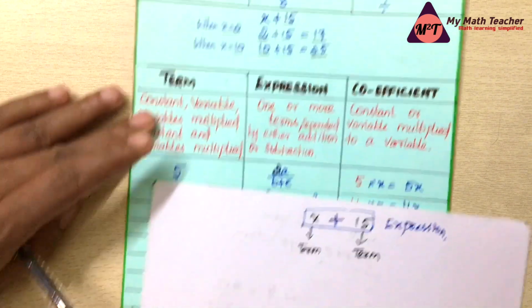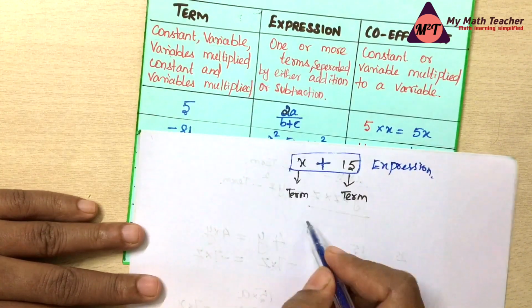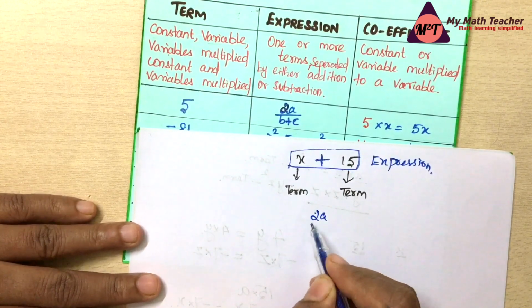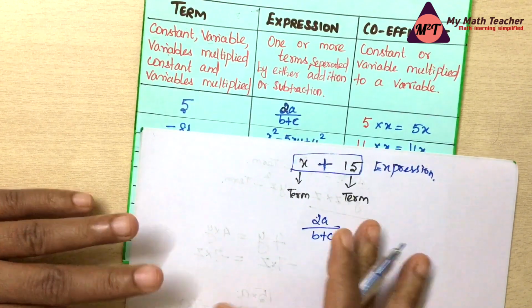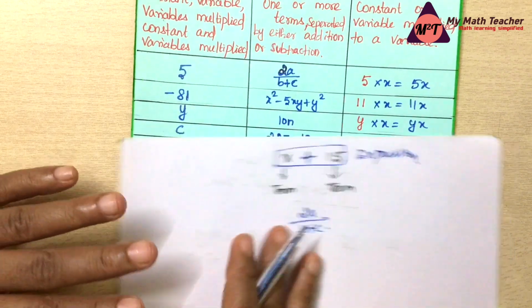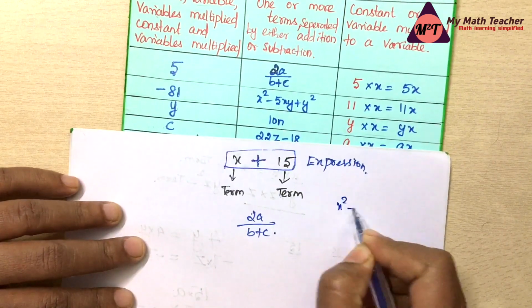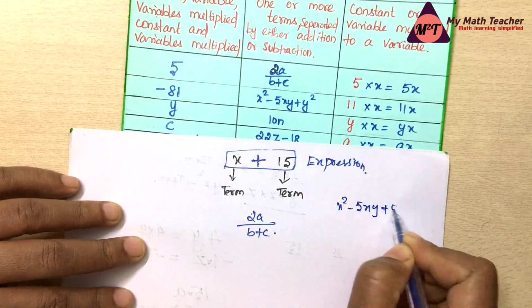Okay, now look at this. 2a divided by b plus c. Okay, this is a simple example. Now the next one, x square minus 5xy plus y square.